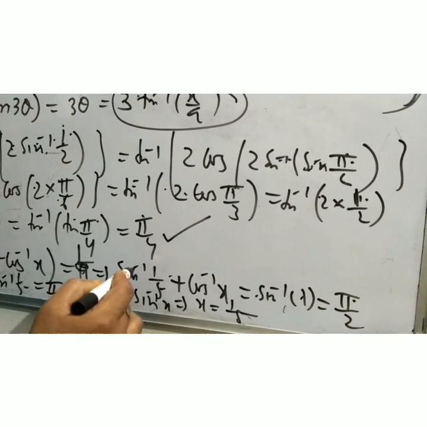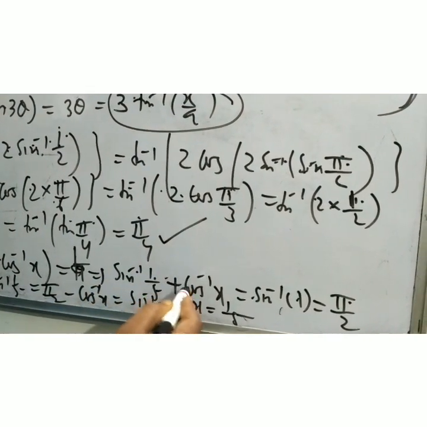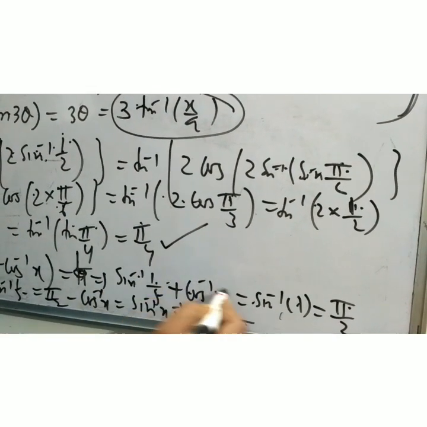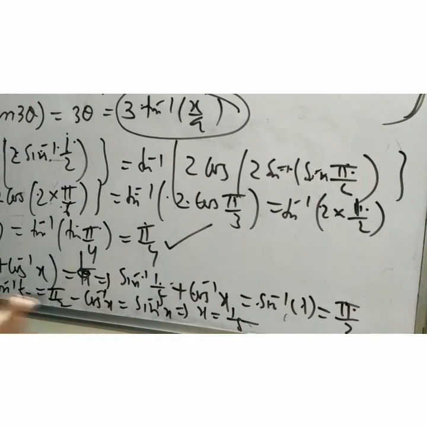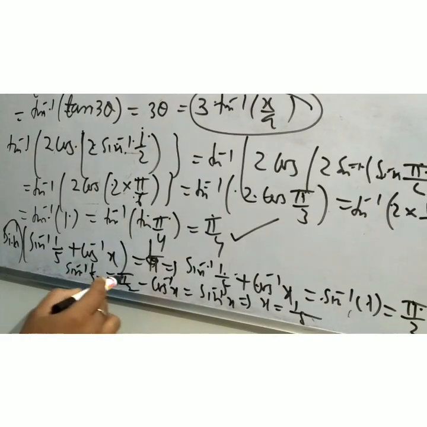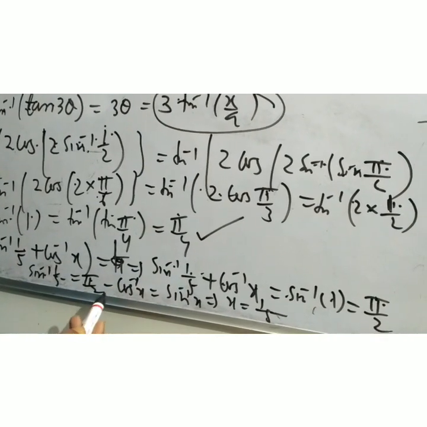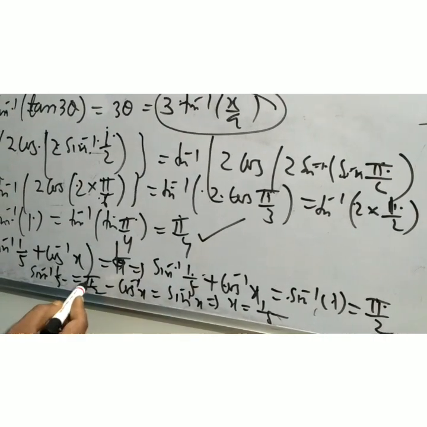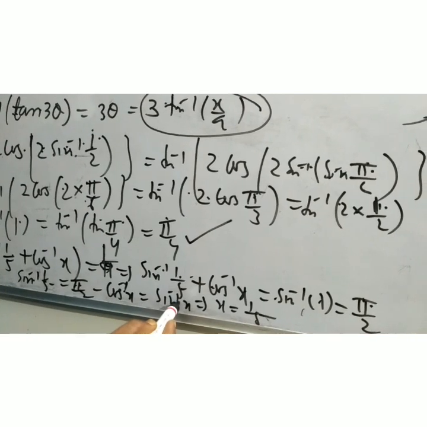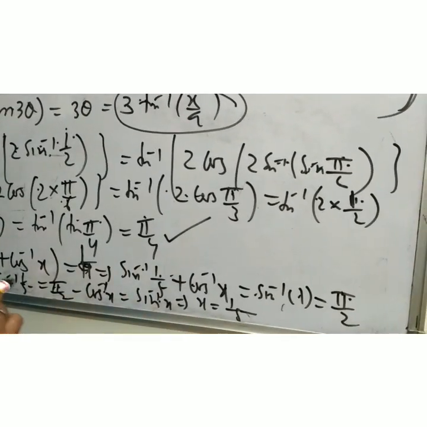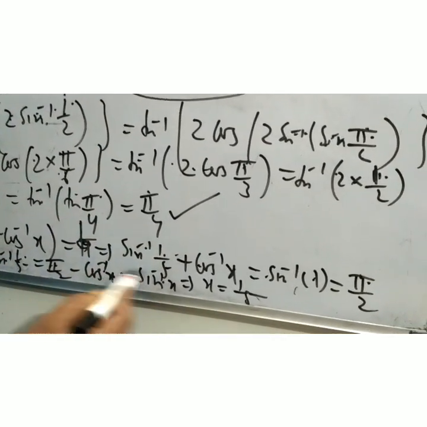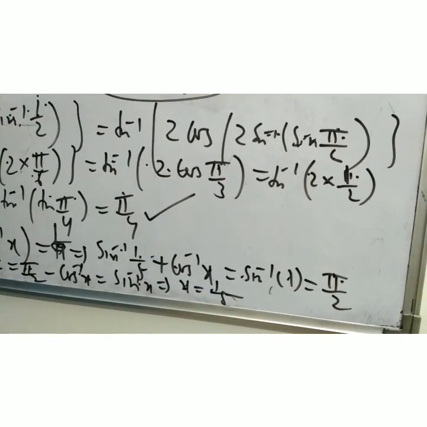So the result will come: sin inverse 1 by 5 plus cos inverse x is equal to pi by 2. Now sin inverse 1 by 5 is equal to pi by 2 minus cos inverse x. Using the property sin inverse x plus cos inverse x is equal to pi by 2, this value is sin inverse x. So sin inverse 1 by 5 is equal to sin inverse x, and the result is x is equal to 1 by 5.